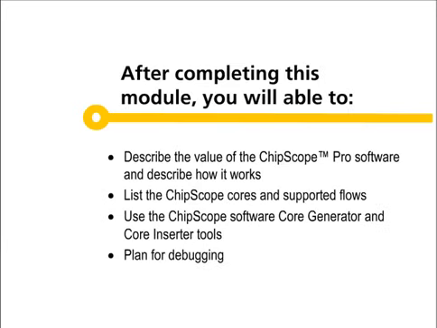The objectives of this module are to get you up to speed on the basics of using the ChipScope Pro software. That includes being able to describe how the ChipScope Pro software works, but also the benefits of using ChipScope. We will describe the ChipScope cores that are available and how to use the ChipScope core generator and the core inserter tools. It will also be helpful to you if you can plan to use ChipScope early in your design flow. This will enable you to plan for sufficient resources to be available for debugging your design.